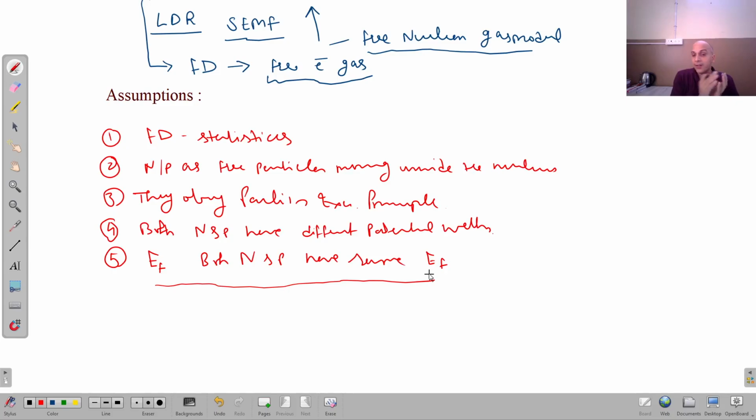Because if they had different Fermi levels, right, there would be an immediate possibility of the movement of neutron or proton toward the other side, and we would get either alpha decay or a beta decay. In that case, either beta positive decay or beta negative decay, right? So these are some assumptions we have to take into consideration and keep in mind while proceeding further.